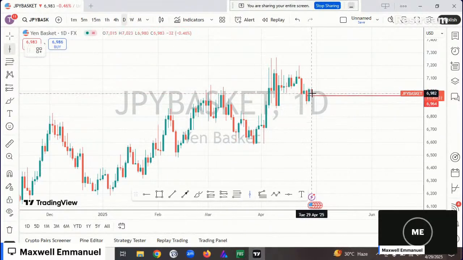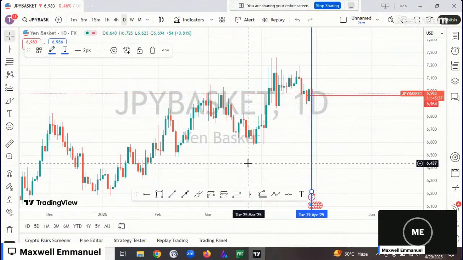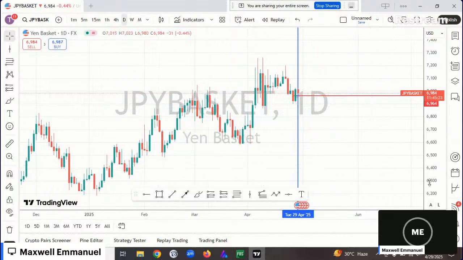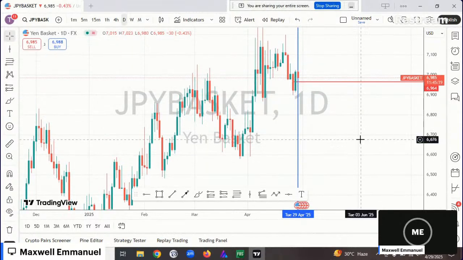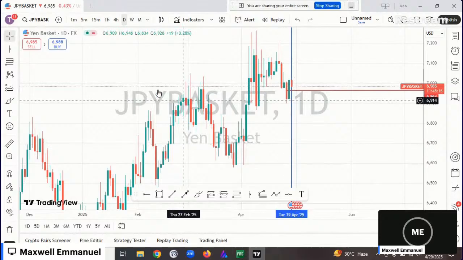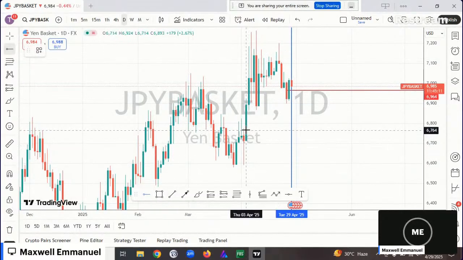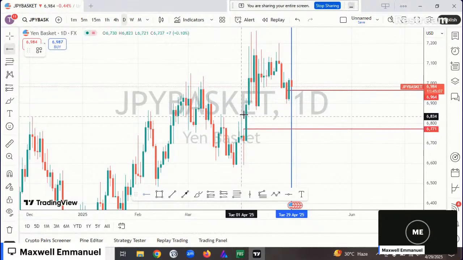So if you're trading JPY pairs, you should look for buys on JPY pairs. On most JPY pairs, JPY is the counter, and since JPY is weak, you should buy those pairs. JPY is likely going to come and fill this fair value gap. That will be its destination.